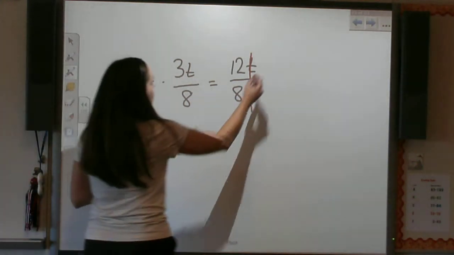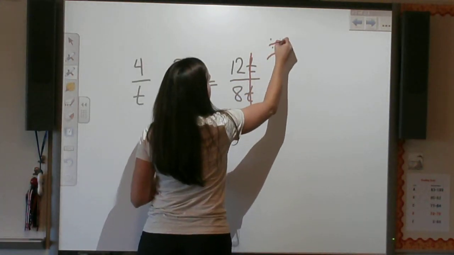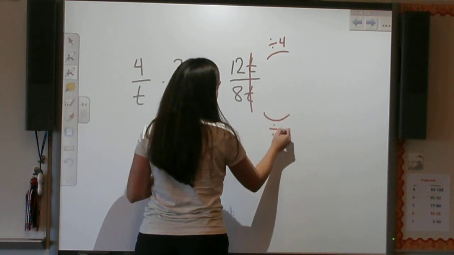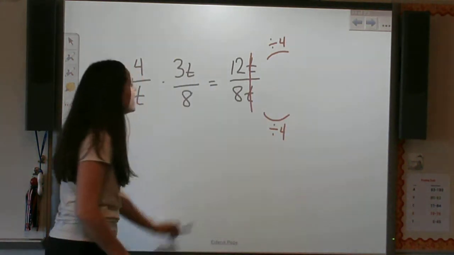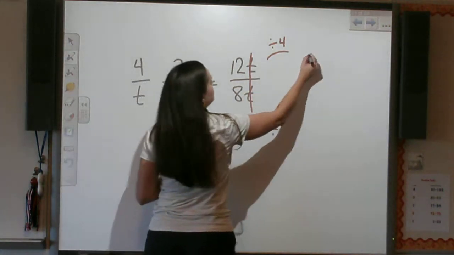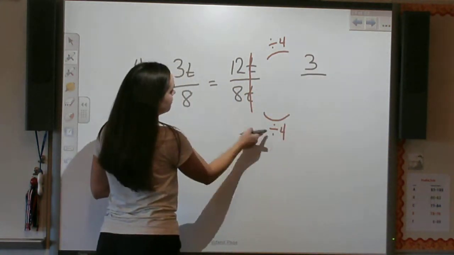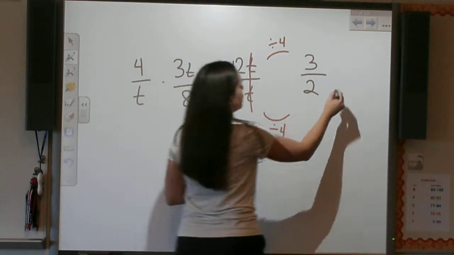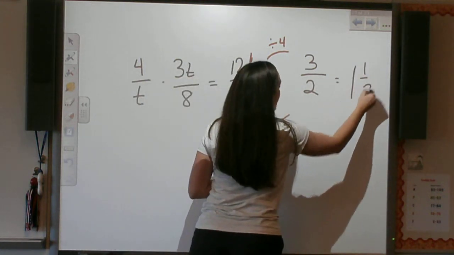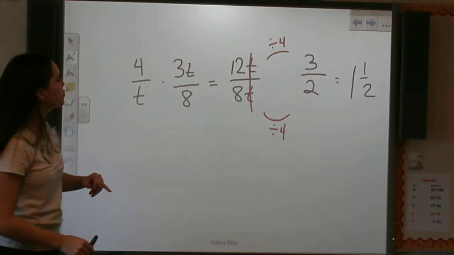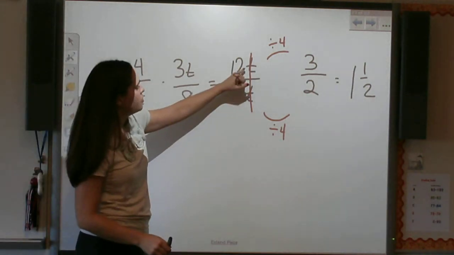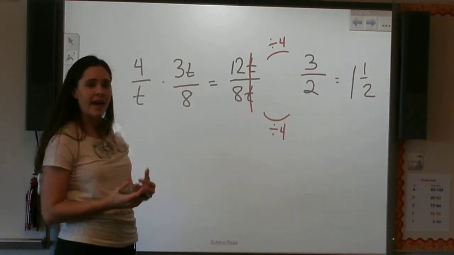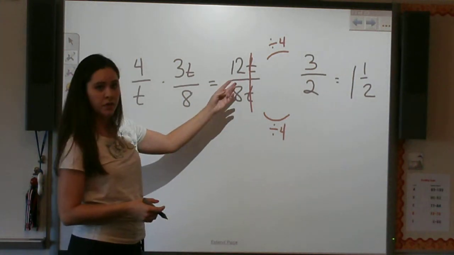I am going to use a 4 to reduce. So 12 divided by 4 is 3, and 8 divided by 4 is 2, and from here I can make a mixed fraction, 1 and 1/2. Just remember that when you have the same variable in the numerator and the denominator, they cancel out, and then you can just work with the numbers.